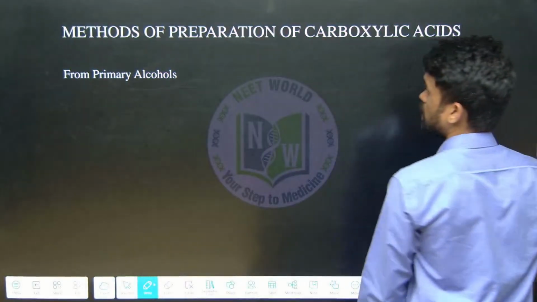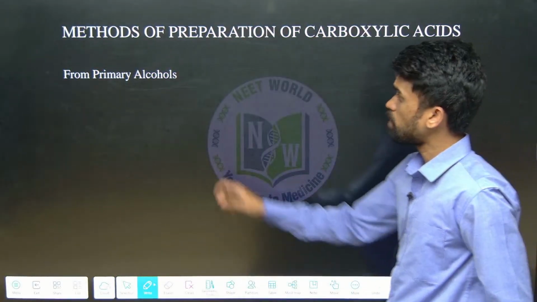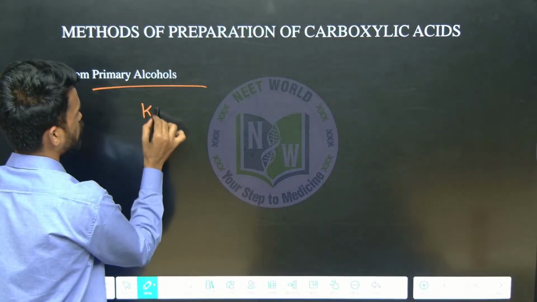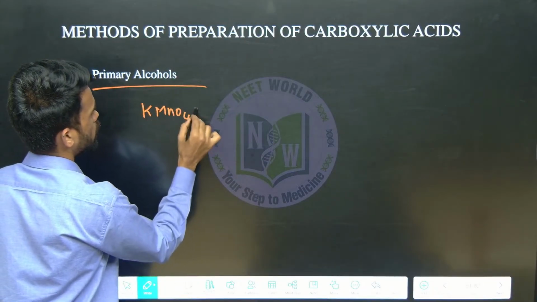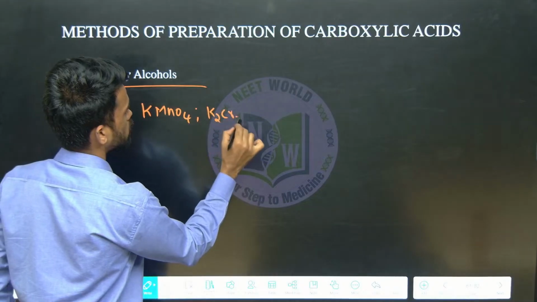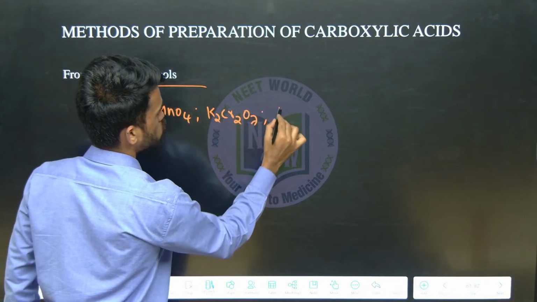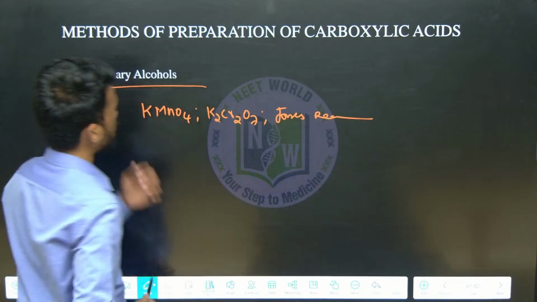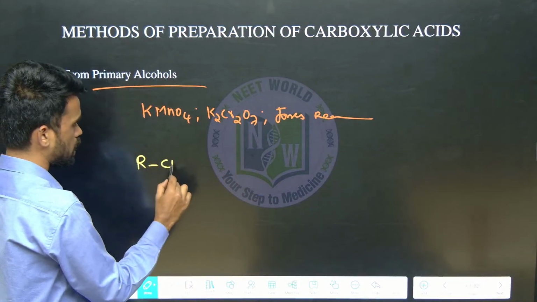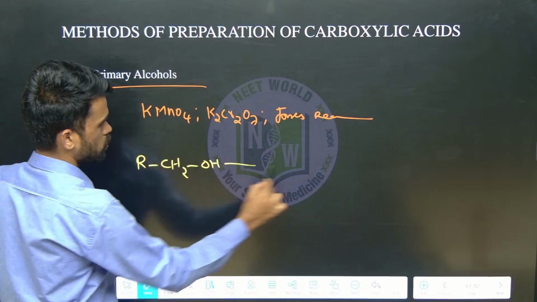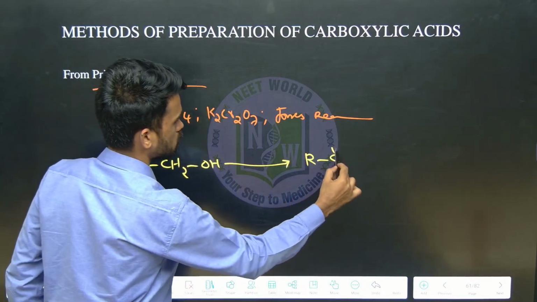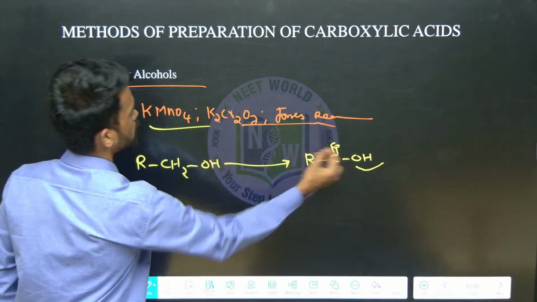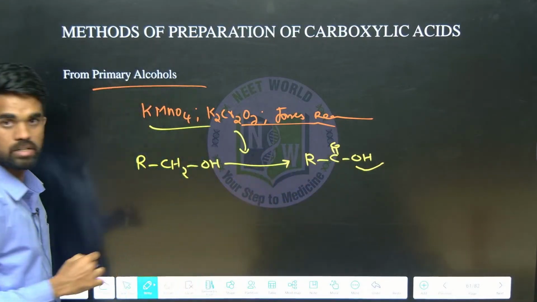That's it. Then next, methods of preparation. From primary alcohols, by using oxidizing agents like KMnO4 or K2Cr2O7 or Jones reagent, we can make the conversion of primary alcohols to carboxylic acids. Okay, so these are the oxidizing agents that can be used here.